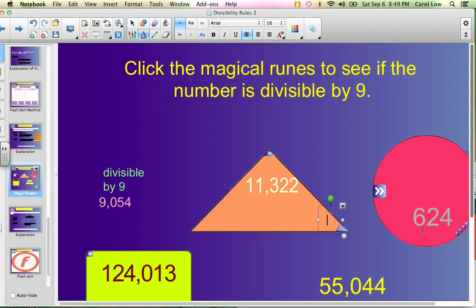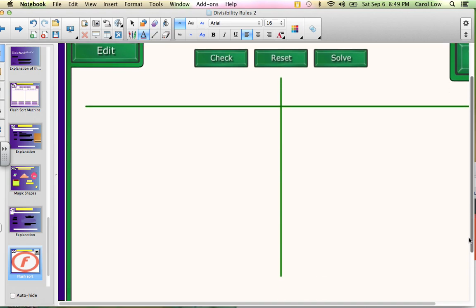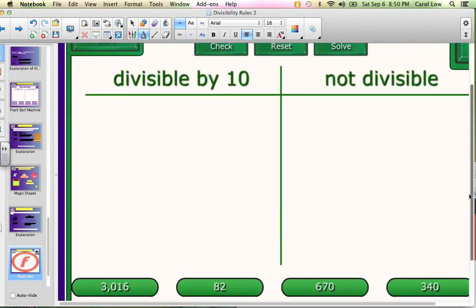The next one, 6 plus 2 is 8, 9, 10, 11, 12, and that is not divisible. This one, 6, 7, 8, 9, 10, 11, this is not divisible by 9. And this one, 18, this one is divisible by 9. Okay? You're going to sort these numbers again and figure out if they're divisible by 9. And write it down in your notebook.